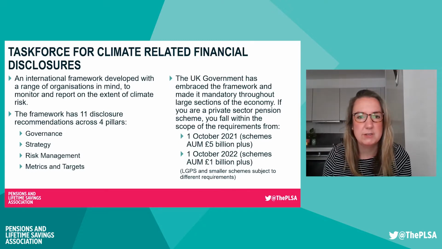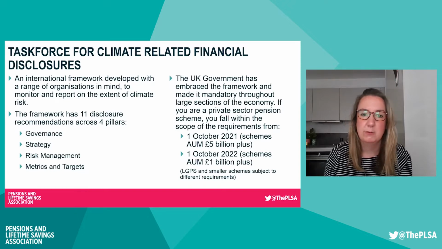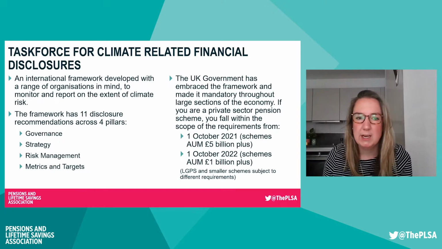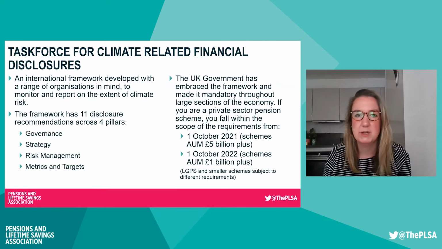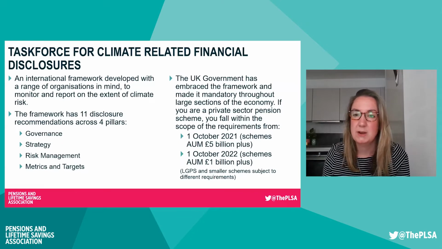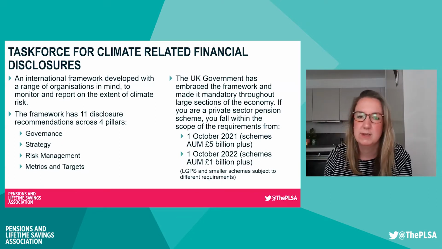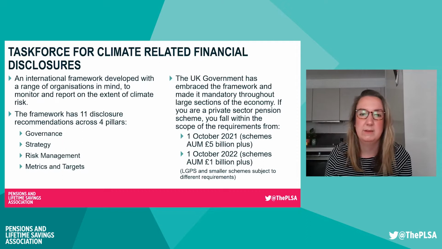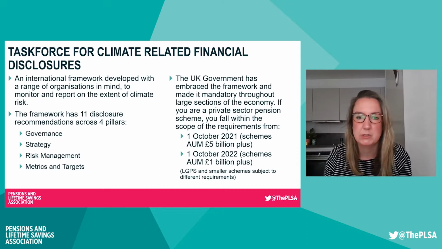The framework itself has 11 disclosure recommendations across 4 pillars, which I've listed there: governance, strategy, risk management, and metrics and targets. I should highlight that if you're a bit ahead of yourselves in choosing to report on this for the past few years, you should be mindful that the government has set out its own expectations that are quite a bit more detailed than the guidance from the task force itself. So you should ensure that you're checking what the legislative requirements are in the UK, and also that across different departments, they've been a bit different.